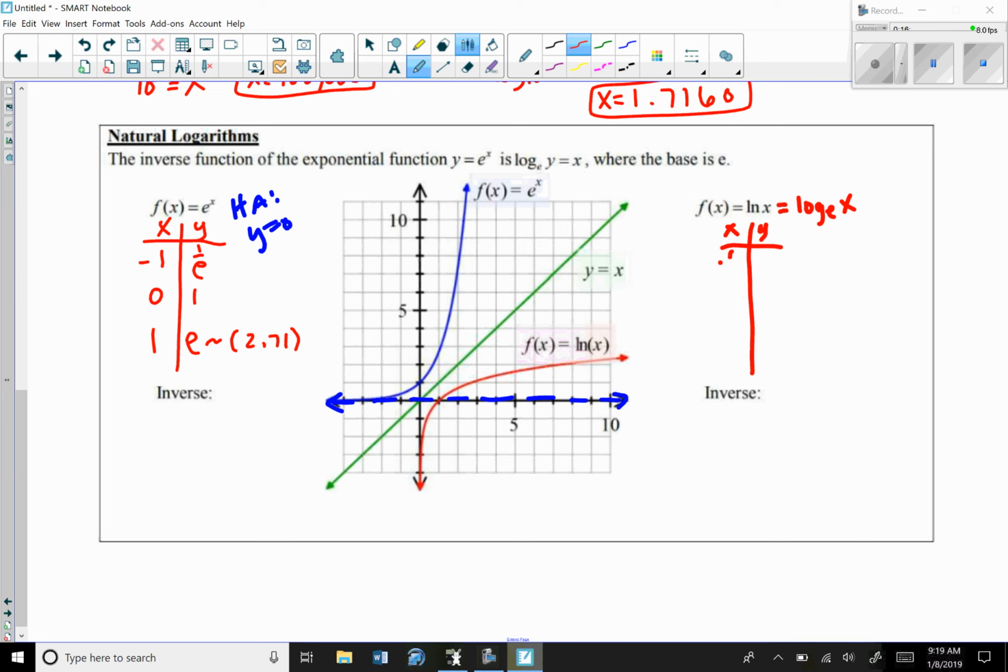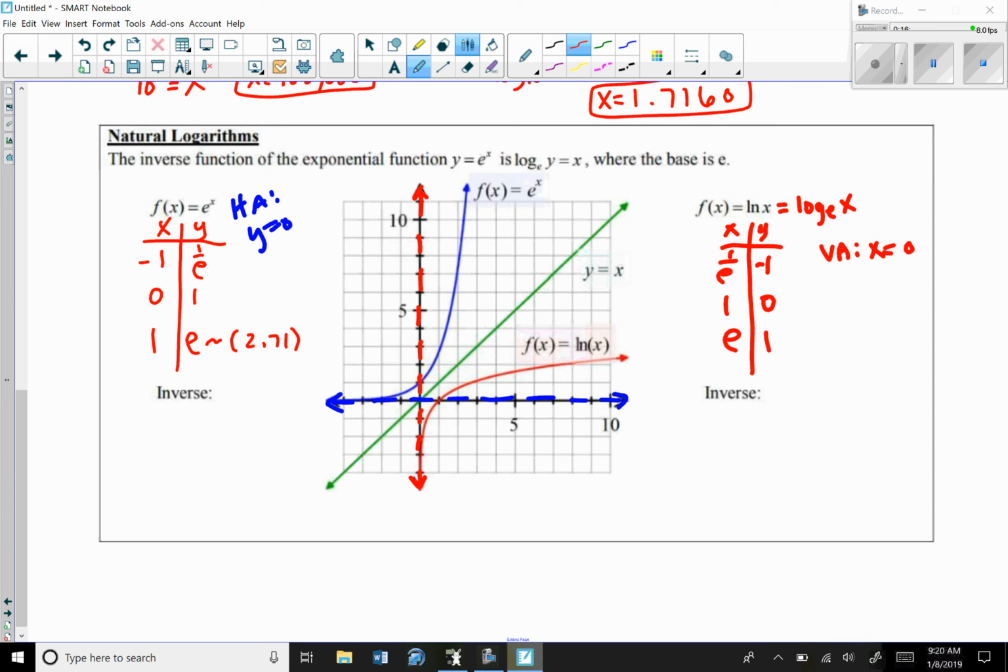So the x would be 1 over e. So log base e of 1 over e is negative 1. Or we could say the natural log of 1 over e is negative 1. The natural log of 1 is then 0. And the natural log of e would be equal to 1. And for this one, we know it has a vertical asymptote, just like our common logarithm of base 10. So we have a vertical asymptote at x equals 0.